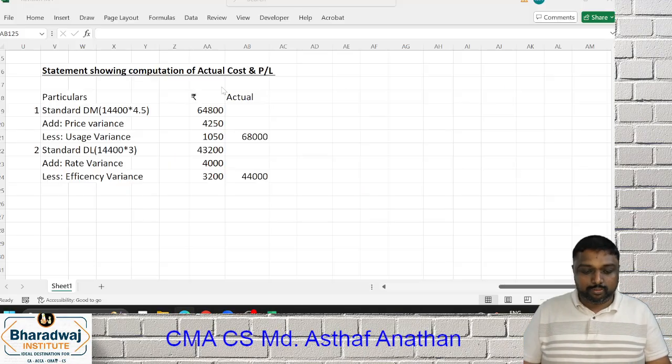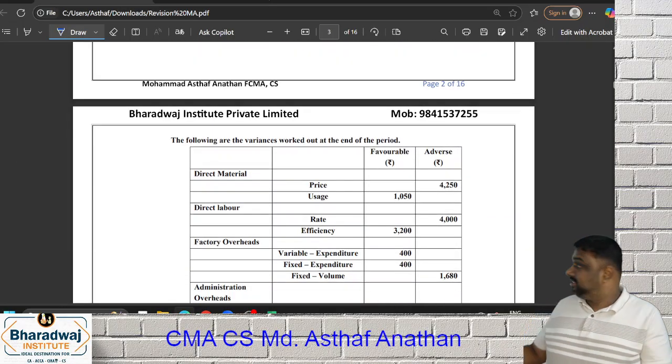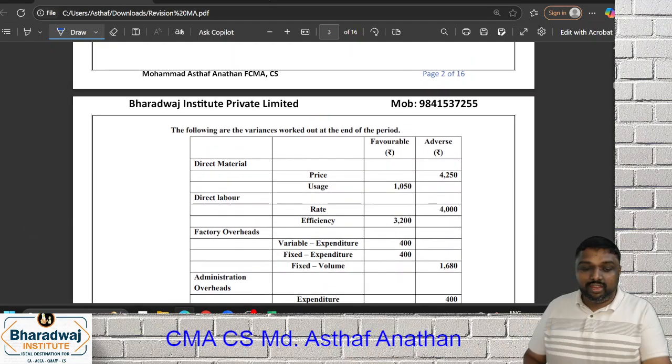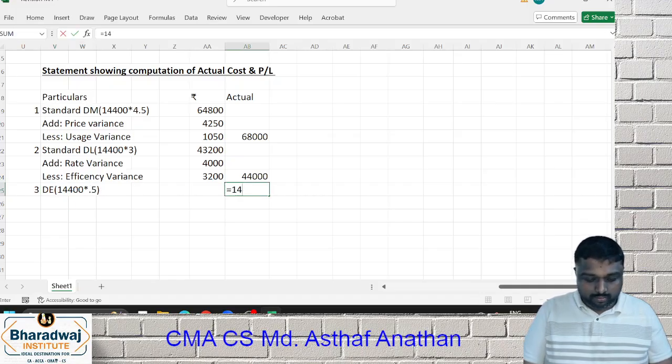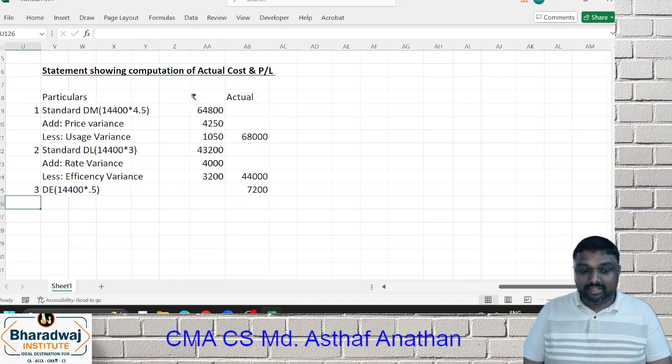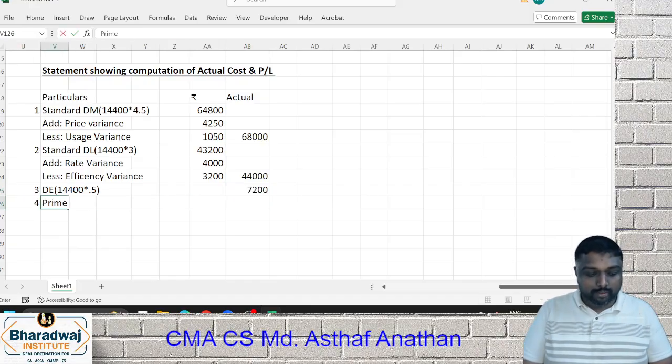What is the next item? Next is direct expenses. See, direct expenses, there are no variances. So you can take the amount as it is, 14,400 into 0.5. If you want, you can also call this by the name prime cost, material plus labor plus direct expenses. You can take this as a prime cost.